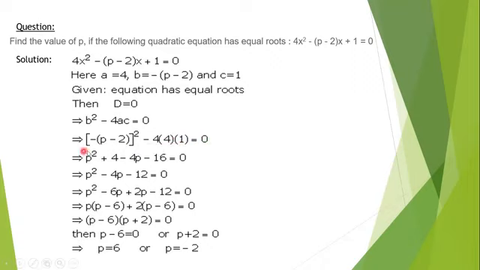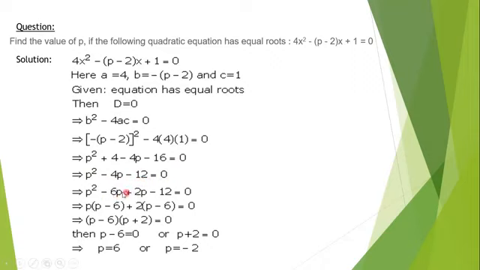Now open this whole square using the formula of whole square. Here it is a minus sign outside the bracket, and the square of minus will become plus. So I will be using the formula of a minus b whole square. It is p square plus 4 plus 4p, and solving this we are getting minus 16. Collect the like terms: p square minus 4p minus 12 equal to 0.